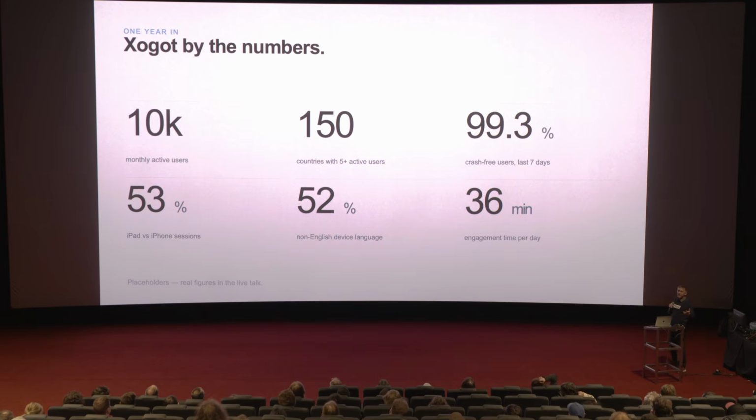We have about 10,000 active users in a month. There's about 200 countries using it. 150 have at least 5 active users in a month. This number is our crash rate. 99.3% of users are crash-free. And we'll talk about that because that's the focus of what I want to share with you today.